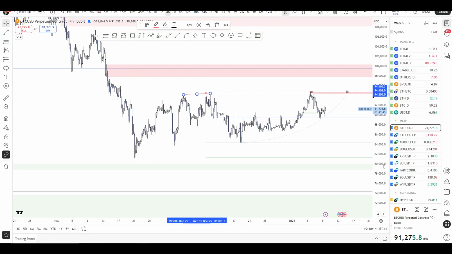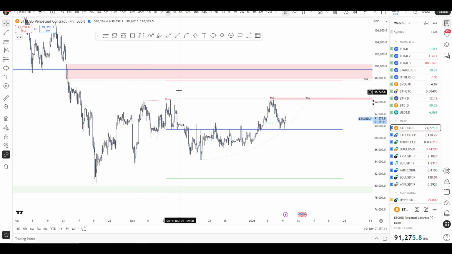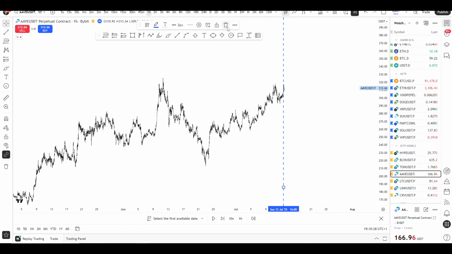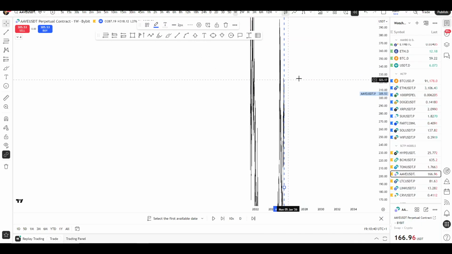It often happens, and in the last videos I elaborated on that, that we get those low time frame, mid time frame accumulations that go over to a higher time frame distribution, and vice versa for accumulations. So let's start with backtesting AAVE.